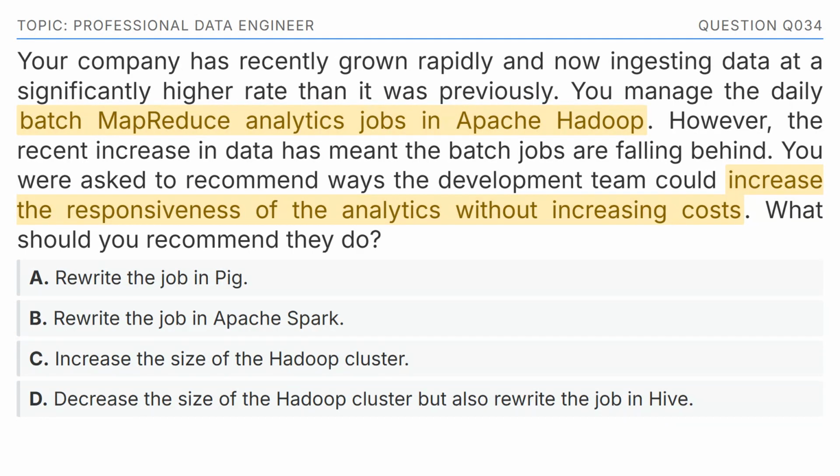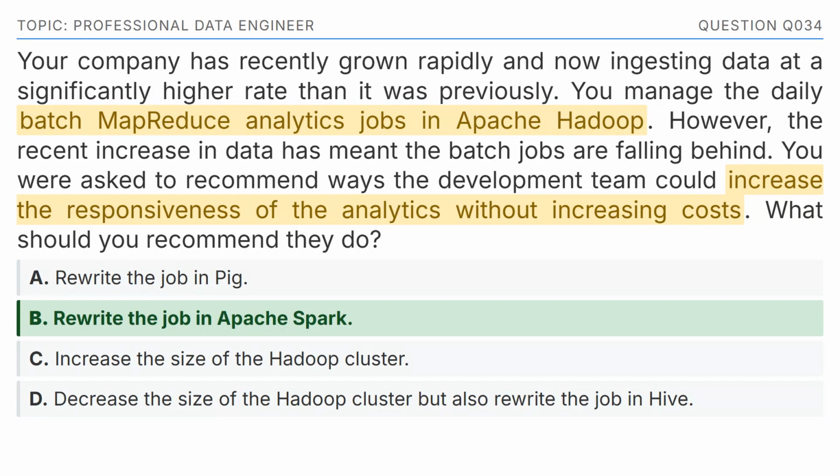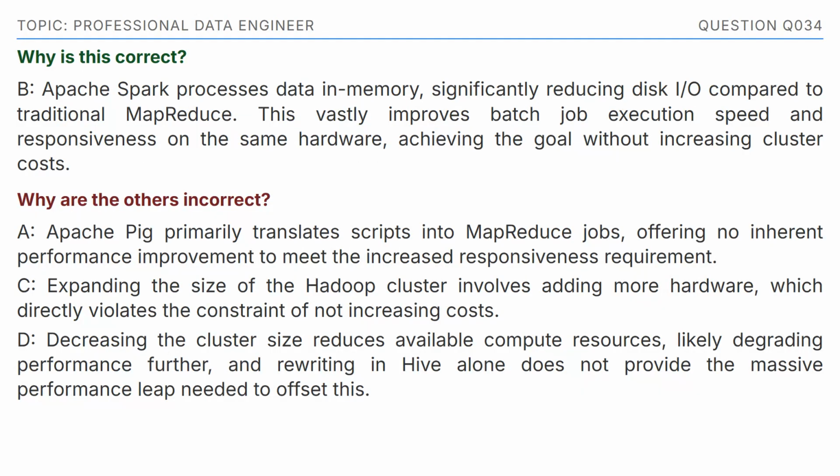To arrive at the correct answer, we focus on the keywords: batch MapReduce analytics jobs in Apache Hadoop, increase the responsiveness of the analytics without increasing costs. The correct answer is option B, rewrite the job in Apache Spark. Why is this correct? B, Apache Spark processes data in memory, significantly reducing disk I/O compared to traditional MapReduce. This vastly improves batch job execution speed and responsiveness on the same hardware, achieving the goal without increasing cluster costs.